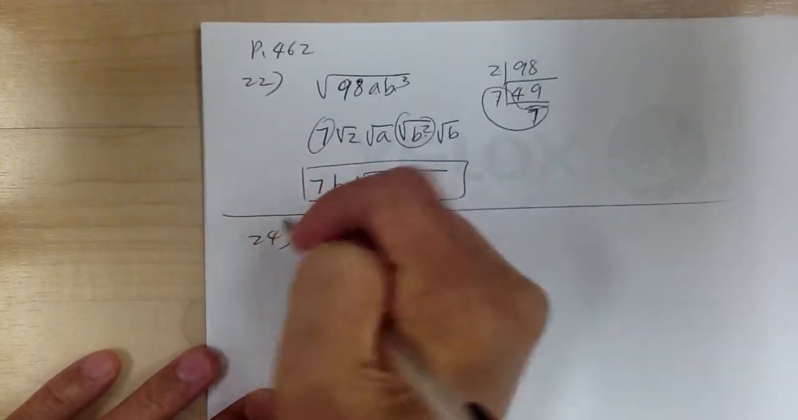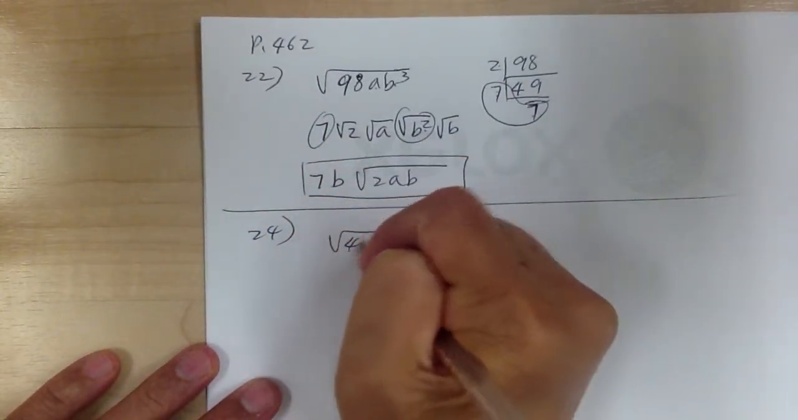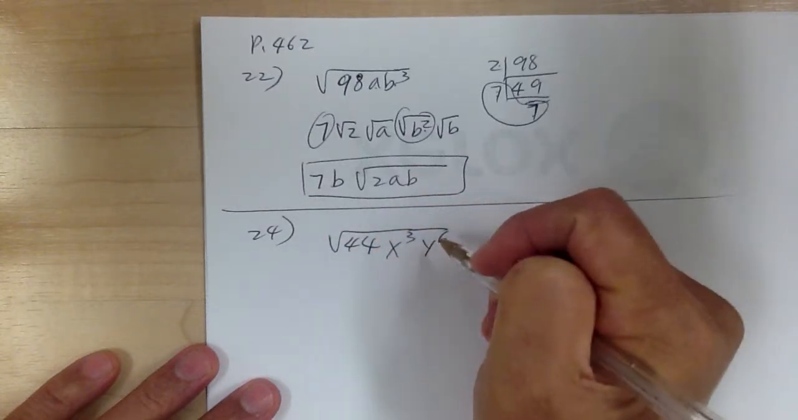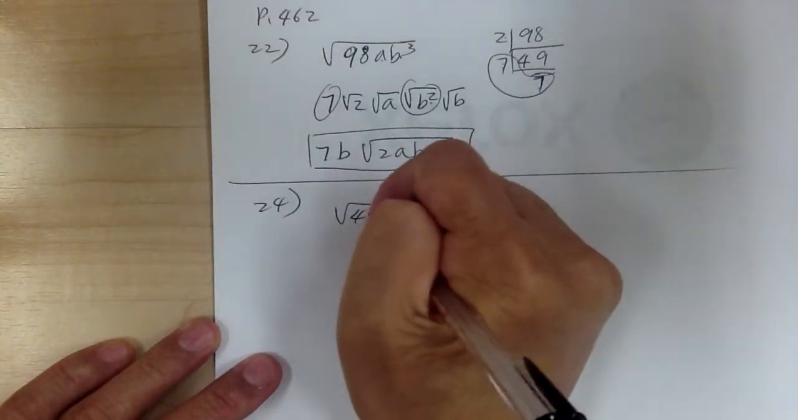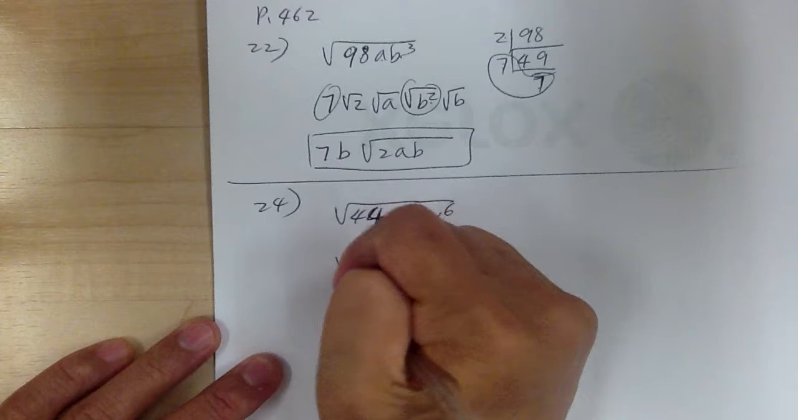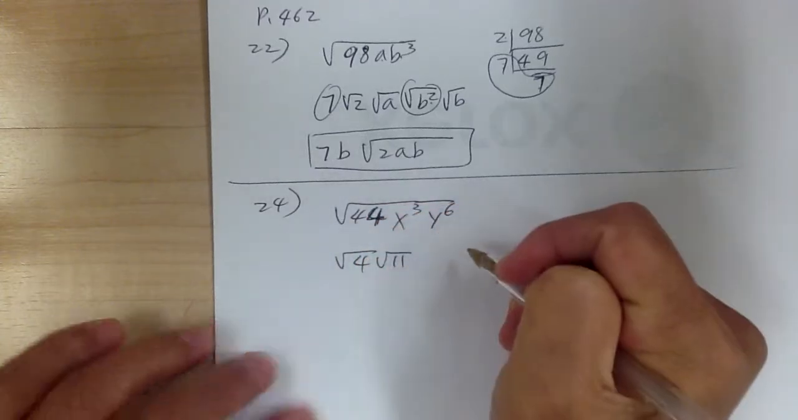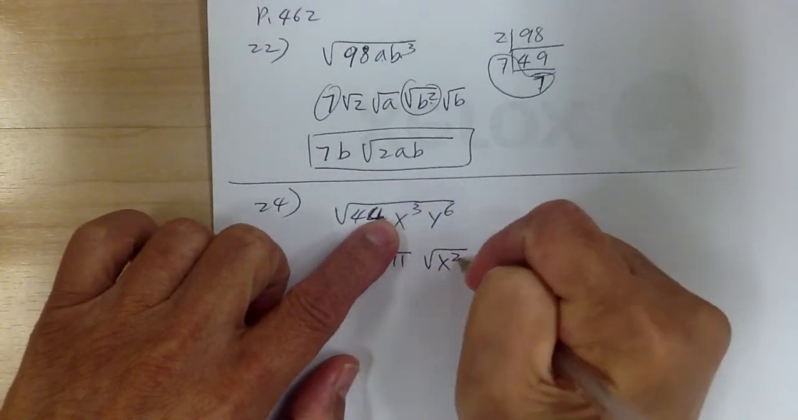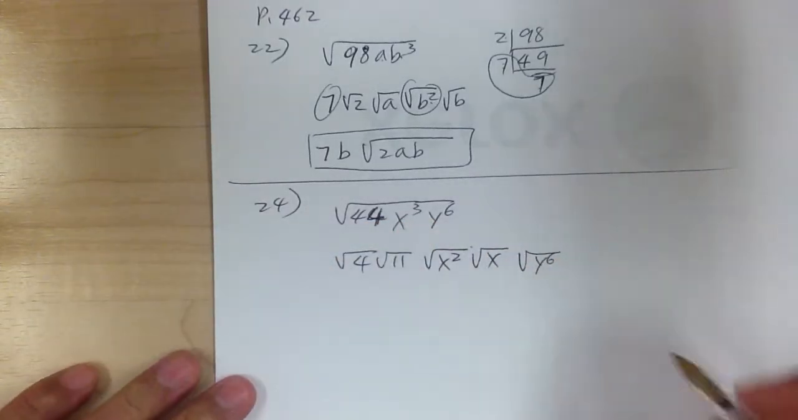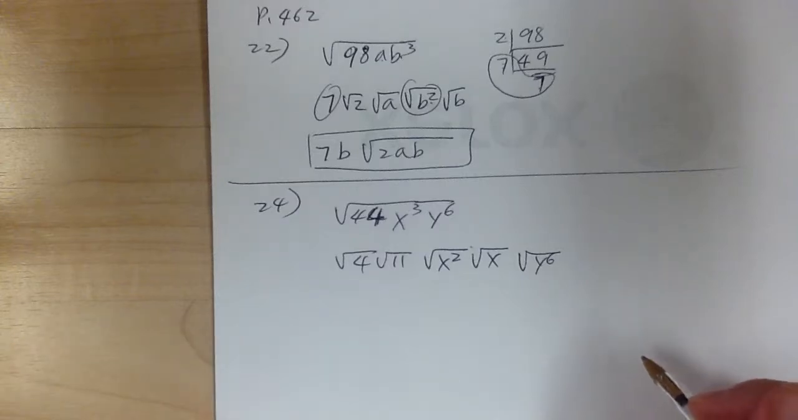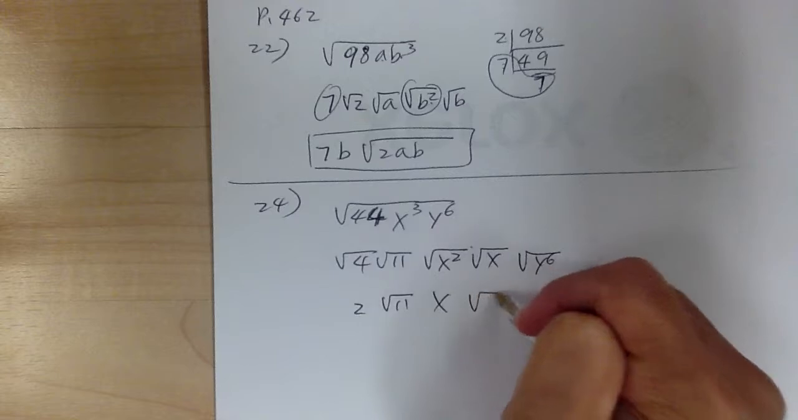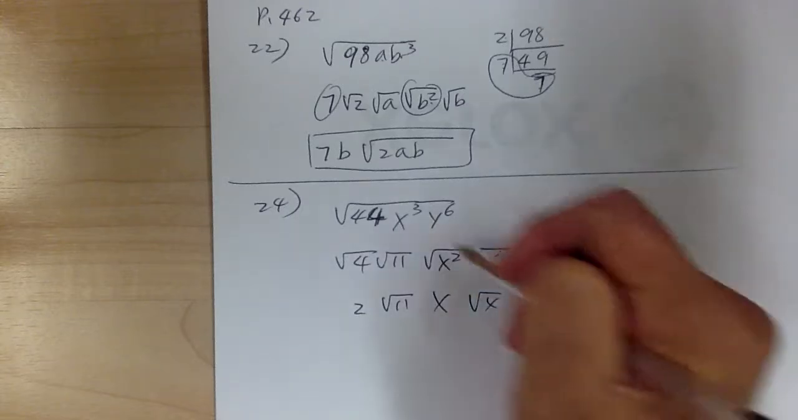Let's go to 24. Square root of 44x to the 3, y to the 6. This one is not too bad. You can break it down and try to take out the perfect squares. So it'd be square root of 4, square root of 11. This one becomes square root of x squared and square root of x. This one is good already, so leave that. Then you simplify each part. So this would be 2, this one stays, this one is x, this one stays, this would be y to the 3.